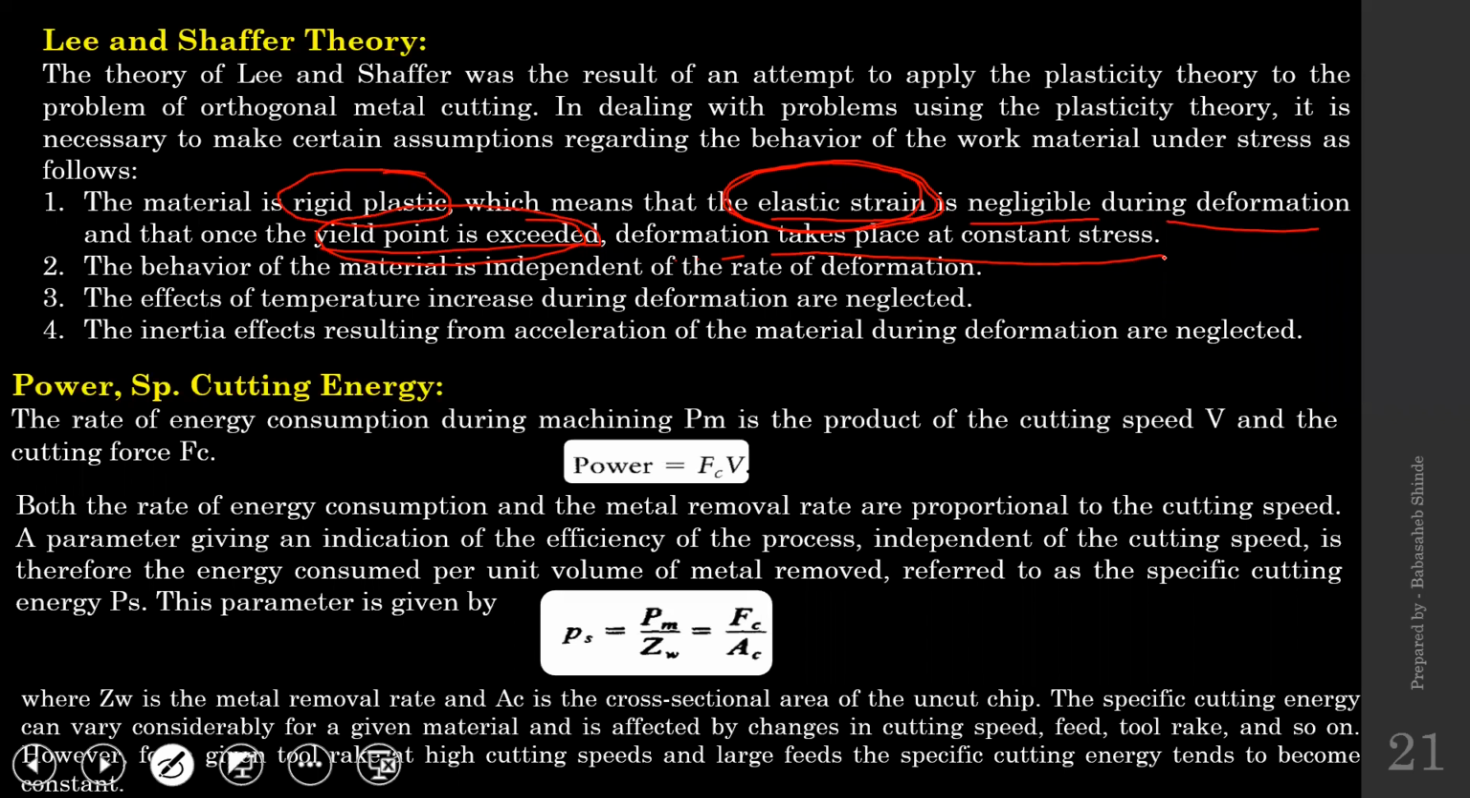So the first assumption is the elastic strain. Elastic strain means the change in dimension to the original dimension till the elastic point. Till that point, the elastic strain is negligible because we are applying plasticity theory. So we need not worry about the things that happen during the elastic limit. And after that yield point, the deformation takes place at constant stress. So after that, the stress is supposed to remain constant.